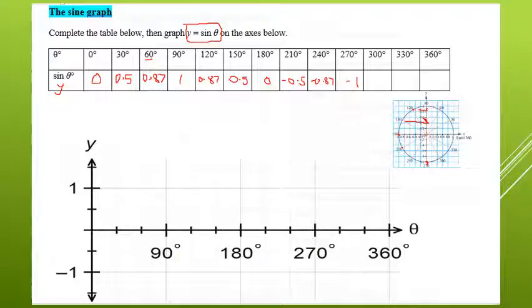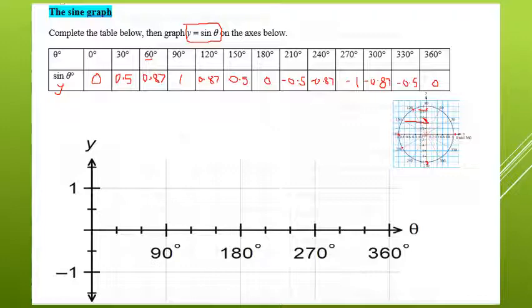300 degrees, we get back to negative 0.87. So you can see there's a lot of symmetry in our answers. 330 is negative 0.5, and back to 0, the y coordinate is back to 0. Okay, so now we want to plot these points.